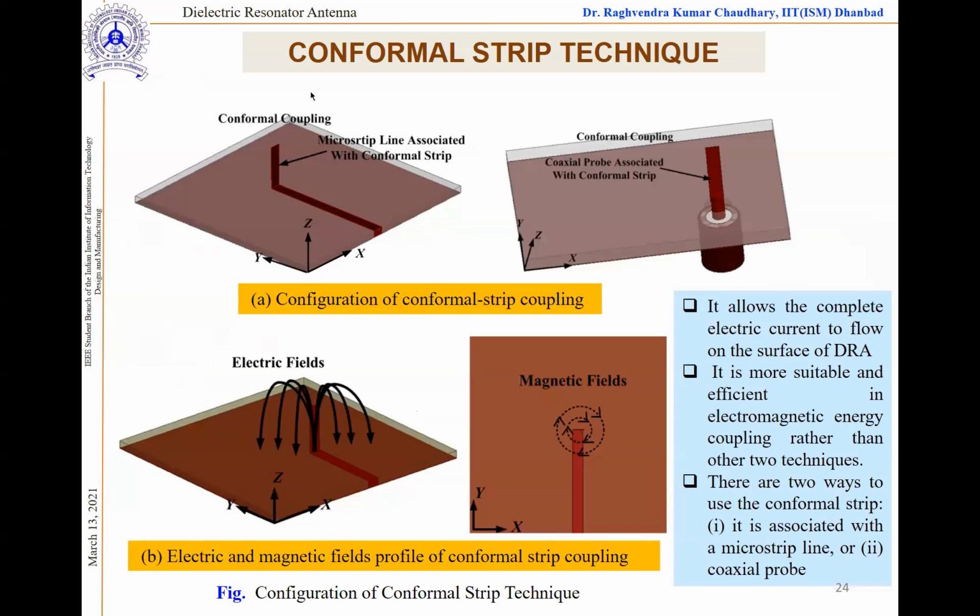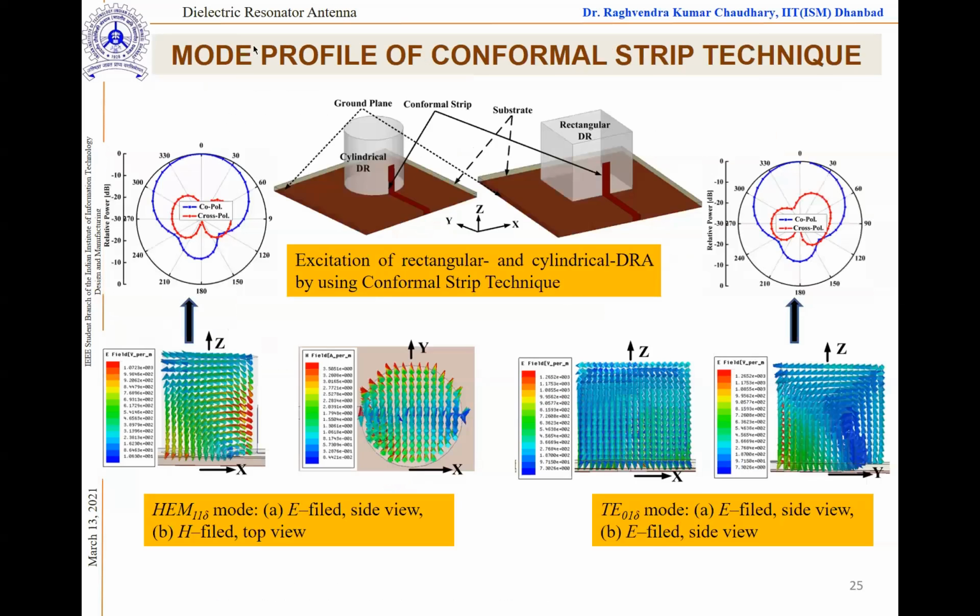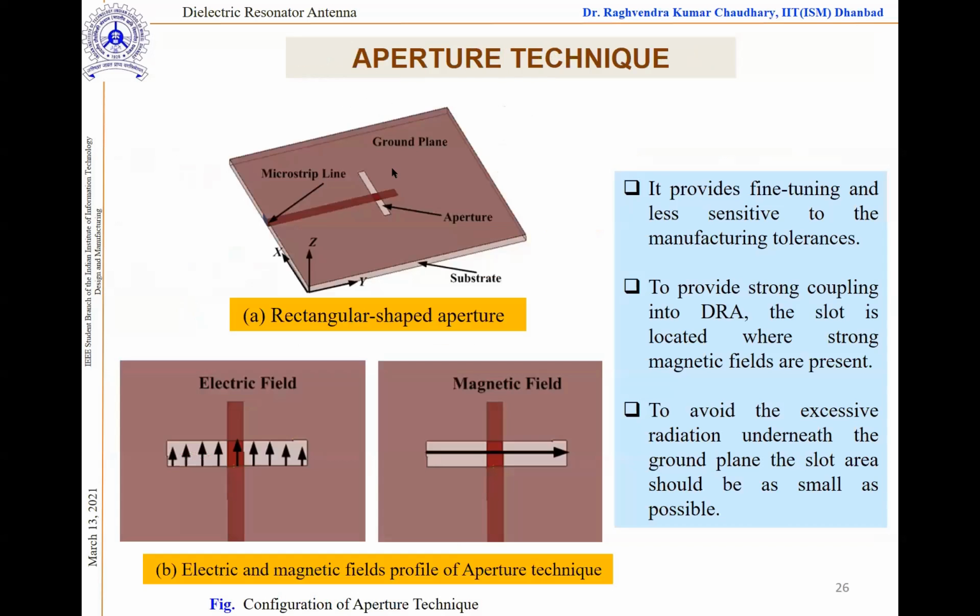Similarly, the conformal strip technique. We have the monopole kind of situation once again, and the same thing happens as what we have seen with probe coupling. So here you can see we can easily excite the HE11 delta mode by just putting the conformal strip over the surface of the cylindrical DR.